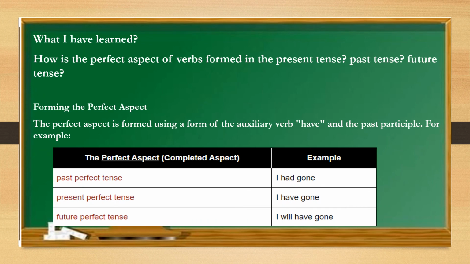What you have learned? How is the perfect aspect of verbs formed in the present tense, past tense, and future tense? Now, forming the perfect aspect. The perfect aspect is formed using a form of the auxiliary verb have and the past participle. For example, we have the perfect aspect, completed aspect, and the example, we have past perfect tense, I had gone, present perfect tense, I have gone, and future perfect tense, I will have gone.